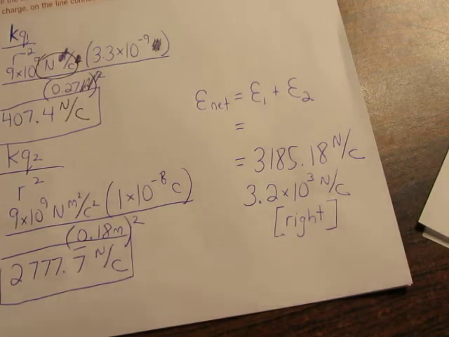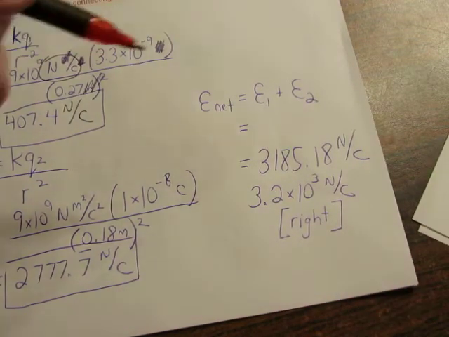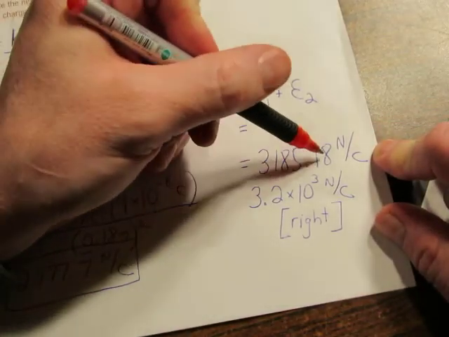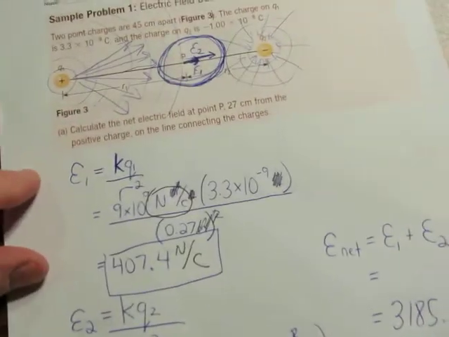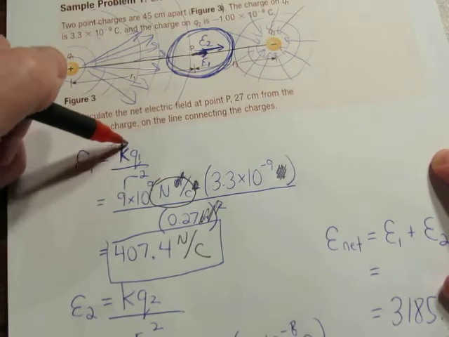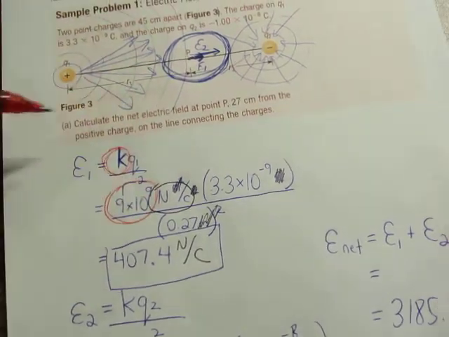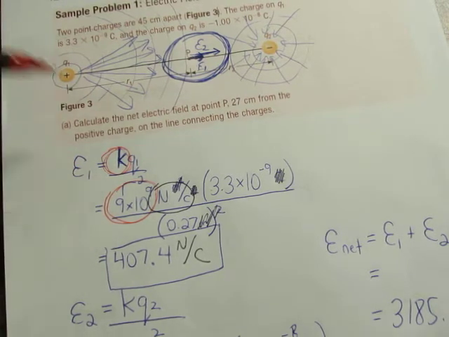I was going to start the second video on sample problem 2, but I was just looking at the end of sample problem 1, and there's a few things I want to mention that you can maybe add into your notes. My answer, 3185.15, was slightly different than what the book got, and the reason is this. If you look back at the K constant, I'm using 9 times 10 to the 9. I noticed that the textbook uses 8.99 times 10 to the 9. So virtually the same value, but a very slightly different version.